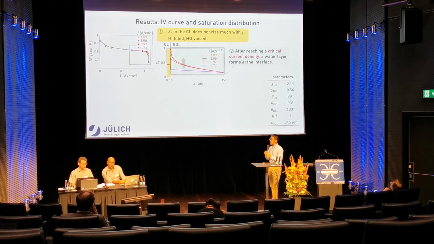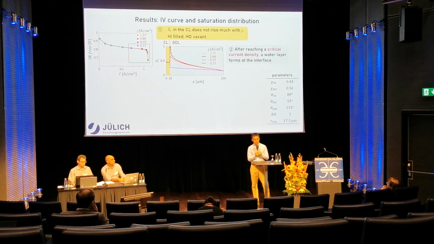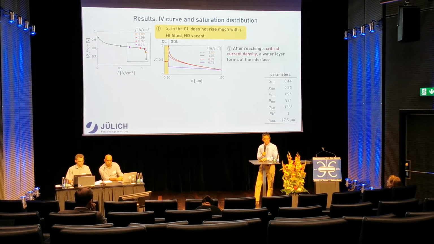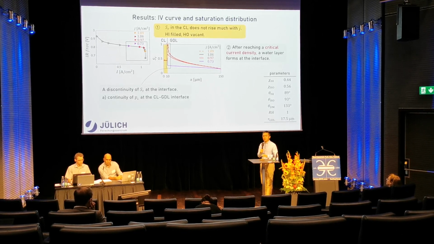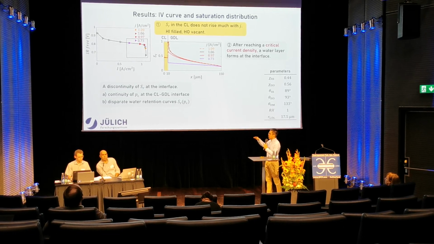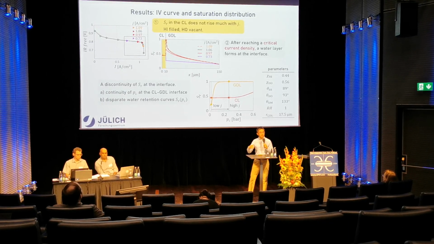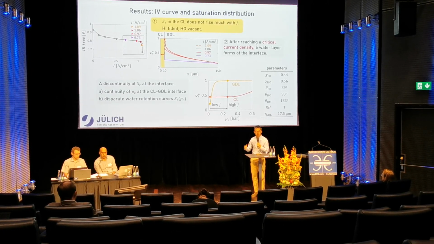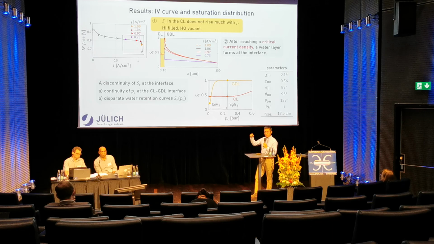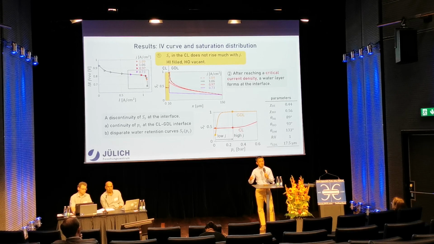The second feature is after reaching a critical current density, the saturation in GDL increases, and there is a formation of water layer, that is a fully saturated layer. Let's rationalize this discontinuity. We know that the capillary pressure maintains continuity at the interface, but the water retention curves of these two media are different. At low current density, the capillary pressure is low, the saturation of the GDL is still very low. However, once we increase the current density, the capillary pressure increases, and that leads to the GDL saturation reaching 1, whereas the saturation in CL remains relatively unchanged.